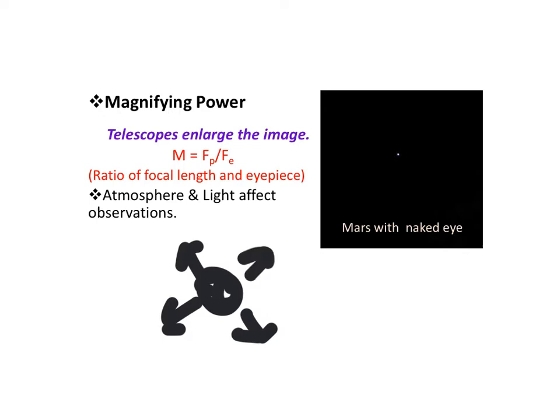So this is a function of your primary lens, or your primary diameter, and your eyepiece. So it's a ratio of the two. So magnifying power is important, but our resolving power and our light gathering power are far more important. Magnifying power without those other two means nothing. We've just magnified blurry things to bigger blurry things.